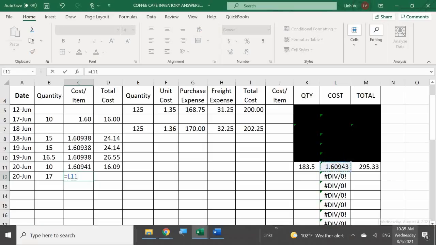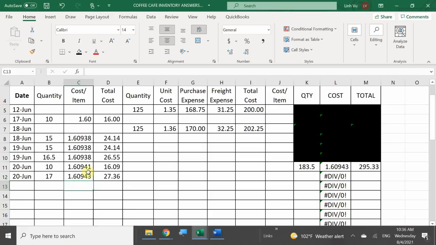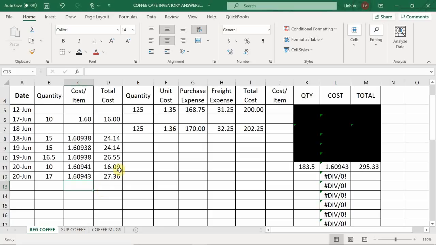Now, at what cost per item? 1.60940. Remember, this one's always going to be recalculated. And then the total cost is $27.36. Good, excellent.